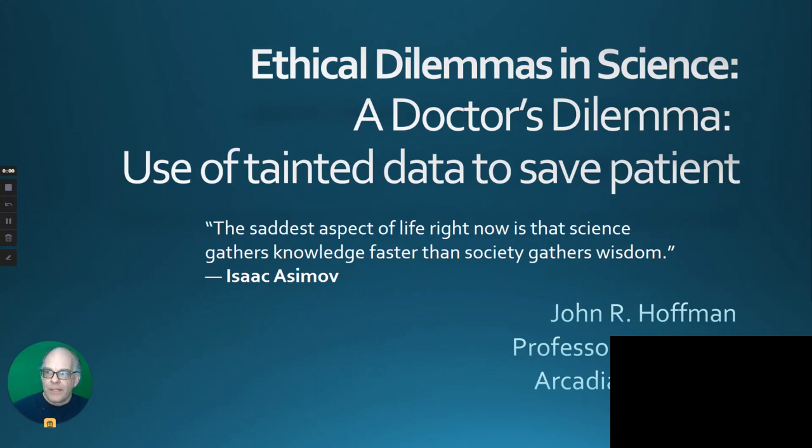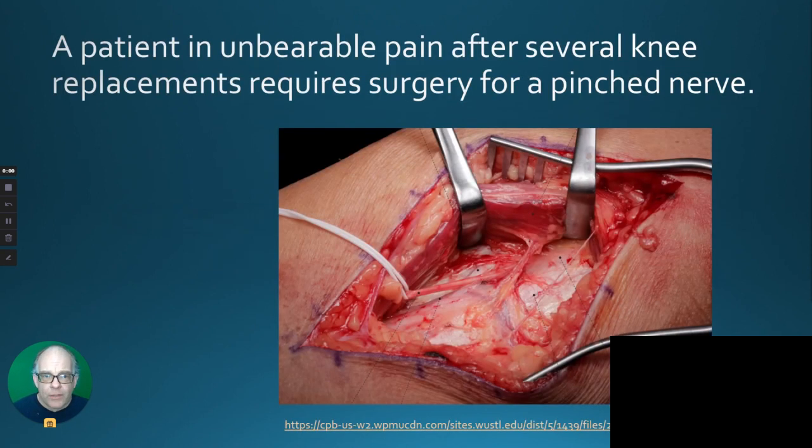Hello. In today's ethical dilemma in science, we're going to look at a doctor's dilemma. This is a real life example that we're going to examine in a couple different ways. The overall question we have is: when, if ever, is it appropriate to use tainted data that's been collected in a potentially unethical way in order to save a patient?